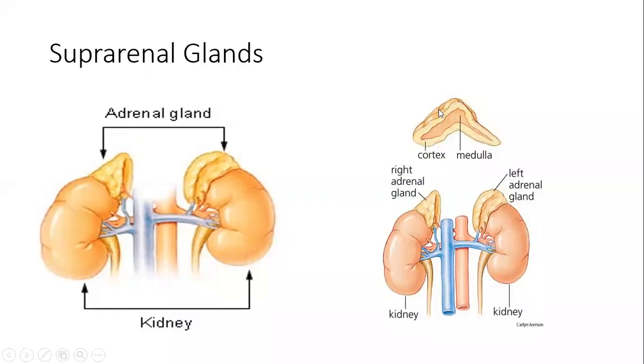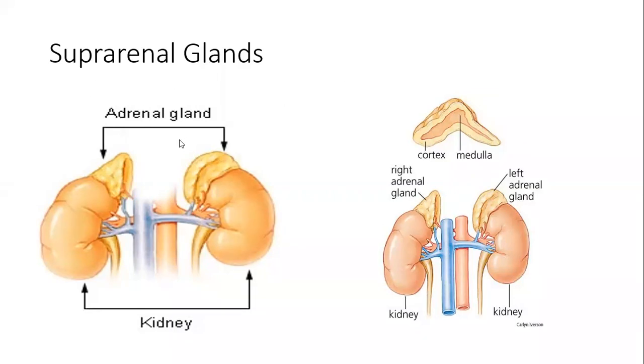The cortex of the suprarenal glands is responsible for the secretion of the hormones, which include the mineralocorticoids, glucocorticoids, and the androgen hormones. Medulla of the suprarenal gland is responsible for the secretion of the catecholamines, which include epinephrine and norepinephrine.